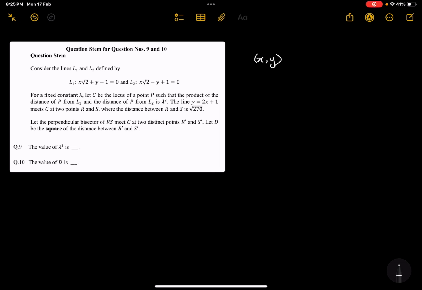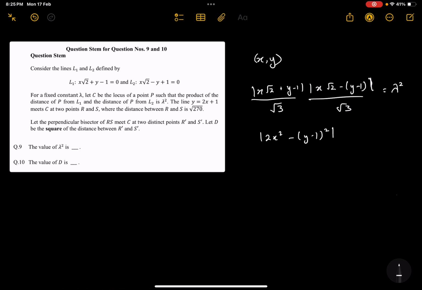Distance of the point from line L1 would be (x root 2 plus y minus 1) by root 3, and the distance from L2 would be (x root 2 minus y plus 1) by root 3, and this product should be lambda square. So we have the locus of the point. It simply becomes 2x square minus (y minus 1) squared is 3 lambda square. So we have C.